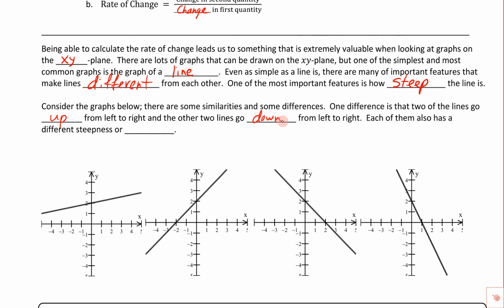So down from left to right. So as we're going from the negative x's to the positive x's, we start up here and we go down, and we start up here and we go down. So these go up from left to right, these two go down from left to right. Okay, and each of them, if you take a good look, also has a different steepness. So this is kind of shallow, this is kind of steep, this is steep in the other direction, and this is really steep in the other direction. And remember, the word that we're going to use for steepness, we're going to start using slope. We're going to use that word all the time.